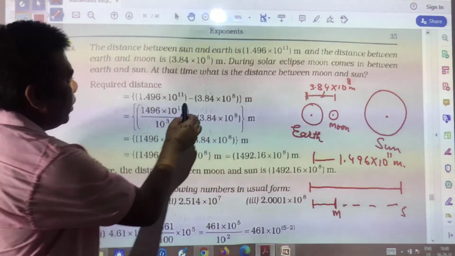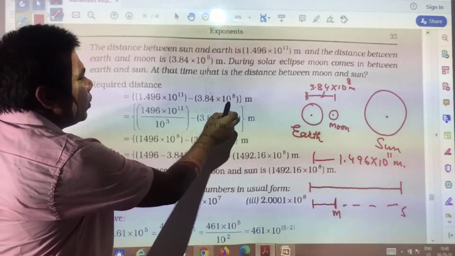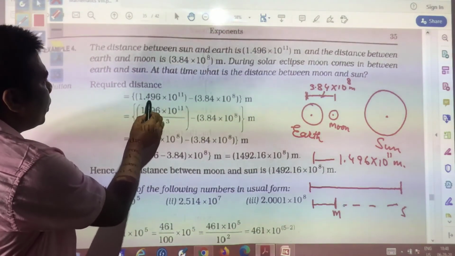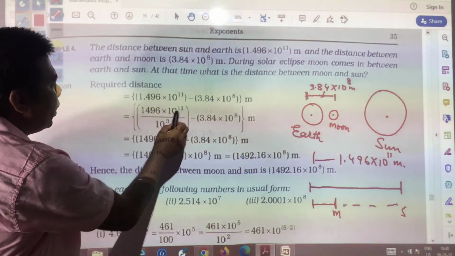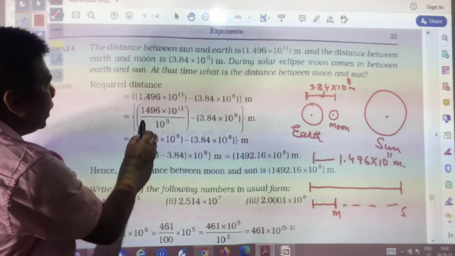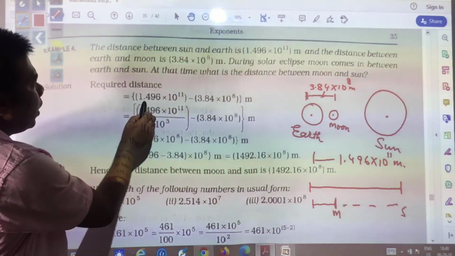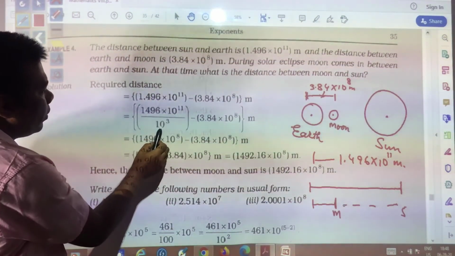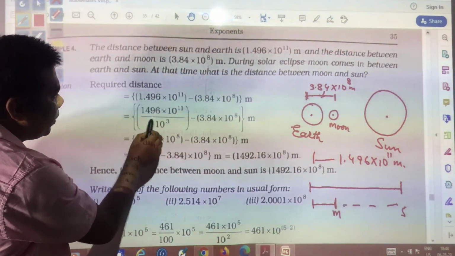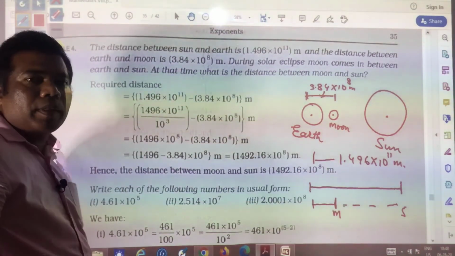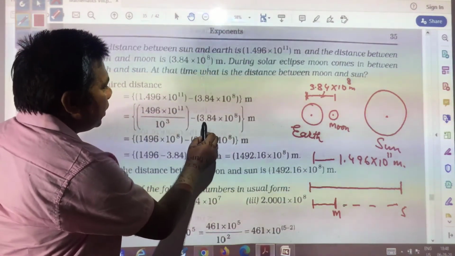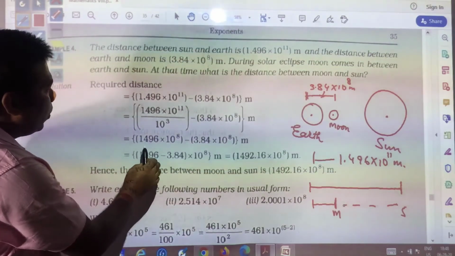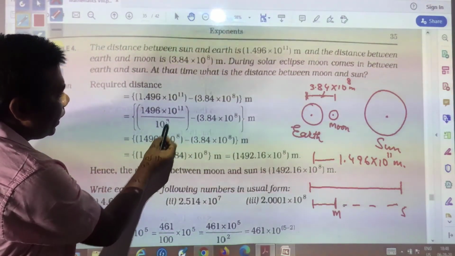1.496 into 10 to the power 11 minus 3.84 into 10 to the power 8 meter. Then 1.496 into 10 to the power 11 divided by, here you see after the decimal 3 digits you have, so this number has been divided by 10 to the power 3, minus this number. Now, what has been done?